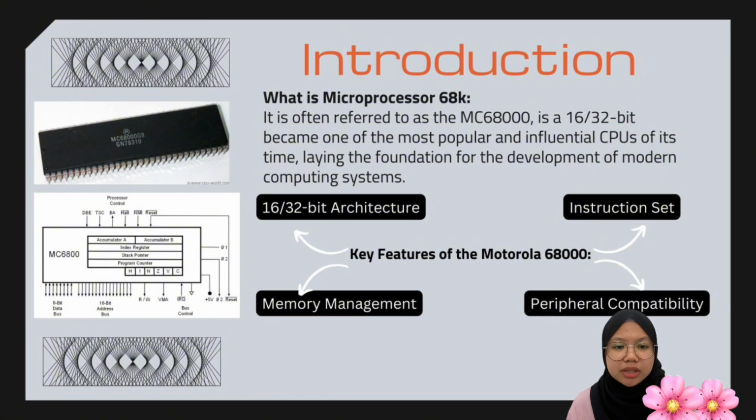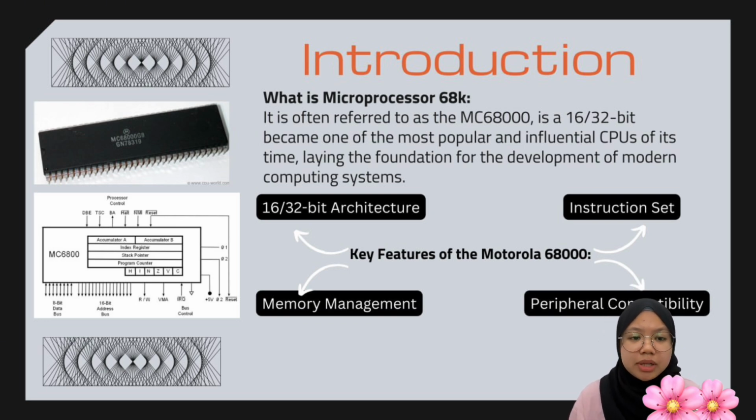microprocessor has a 16-bit data bus and 24-bit address bus, but internally operates with 32-bit registers. This hybrid approach allowed it to perform more advanced operations than a purely 16-bit processor while fitting within the technological constraints of the time. Secondly, its instruction set. The 68000 has a rich and versatile instruction set that includes a variety of data manipulation and control instructions, making it capable of handling complex tasks efficiently.